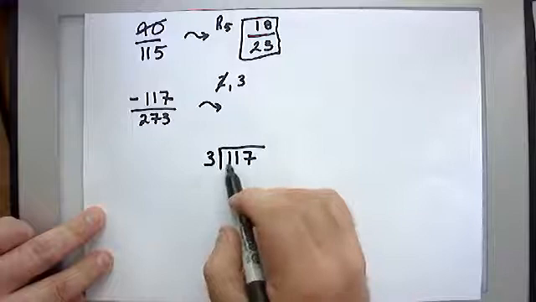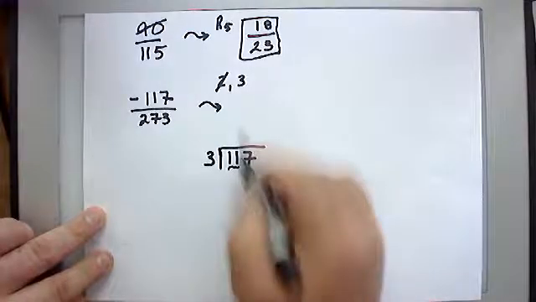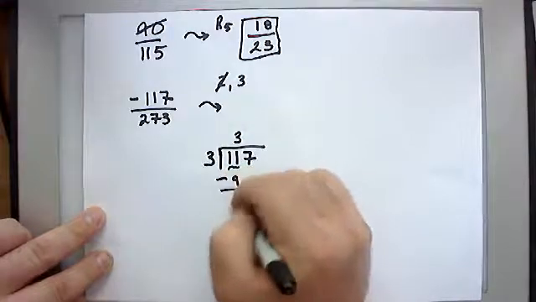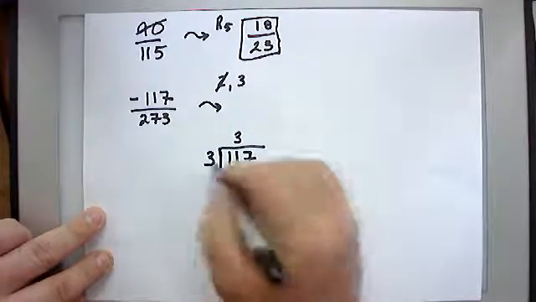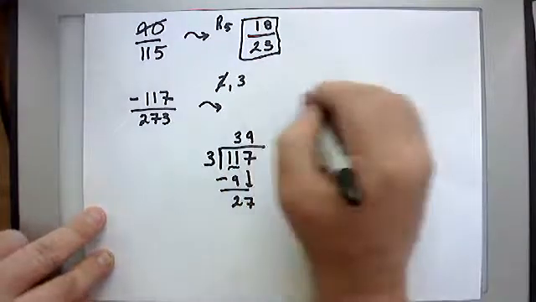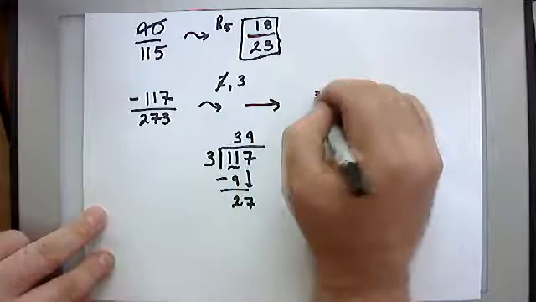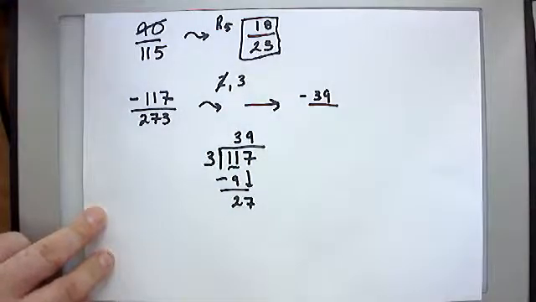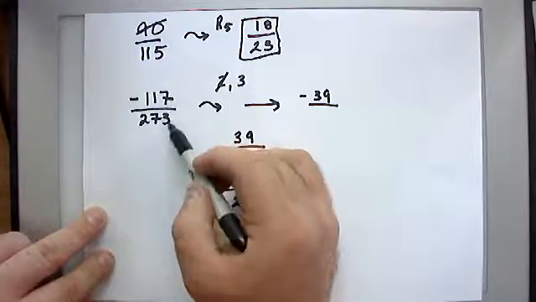3 goes into 1 0 times, so we can skip over to the 11. 3 goes into 11 3 times. 3 times 3 is 9. Subtract, bring down. 3 goes into 27 9 times. So that gives me 39. Let's go and push this over here. That gives me 39 on top. Negative. Don't lose your negative. And since we divided by 3 up top, we're going to divide by 3 on the bottom.